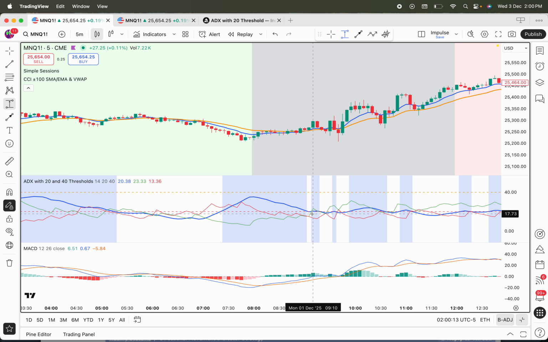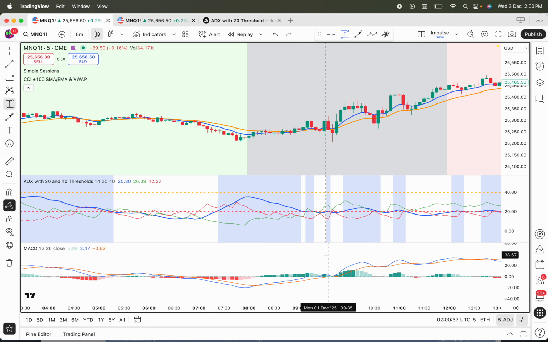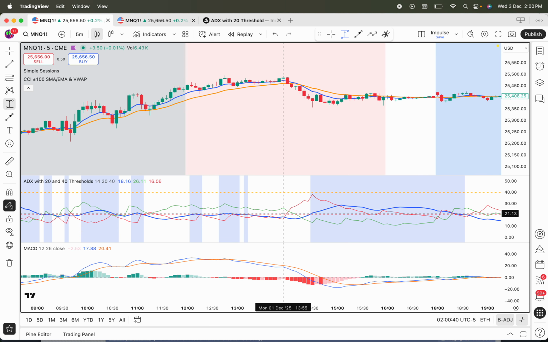You might be thinking that there's a long here. You know, it's crossed over below. I wouldn't take it. I'd just be careful there. I'd like to see it cross over closer to the 20 zone. Here you could have taken it, but just make sure the MACD is above the signal line and the histogram is green for longs, and for shorts you want the opposite, as you can see.